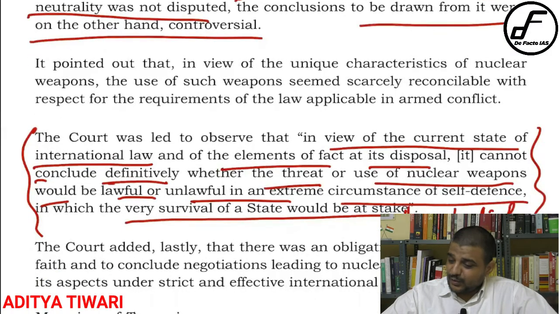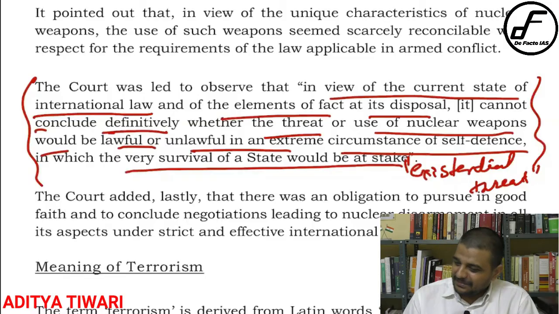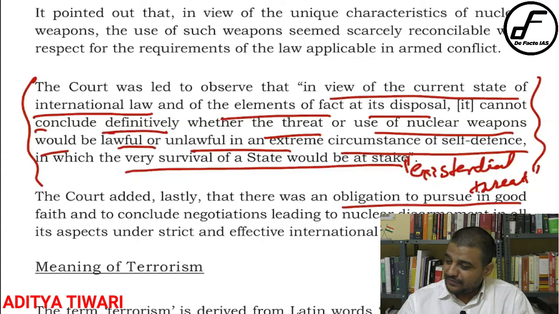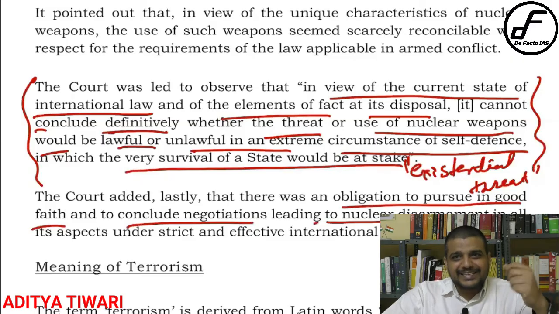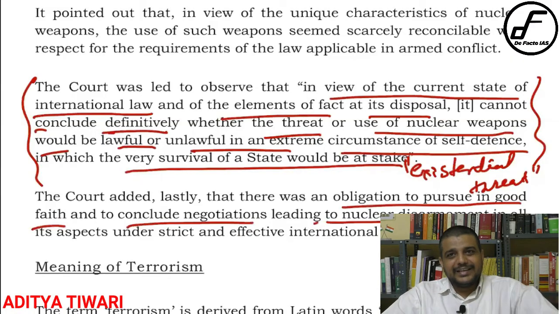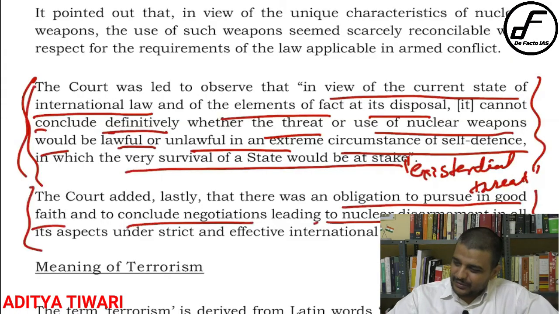Now after that the court tried to oil it up. The court added lastly that there is an obligation to pursue in good faith and conclude negotiations leading to nuclear disarmament. The court is saying that see, you can use, but try not to use, try to come up with nuclear disarmament. But obviously that is simply something which is not legally binding. That is something which is most important.